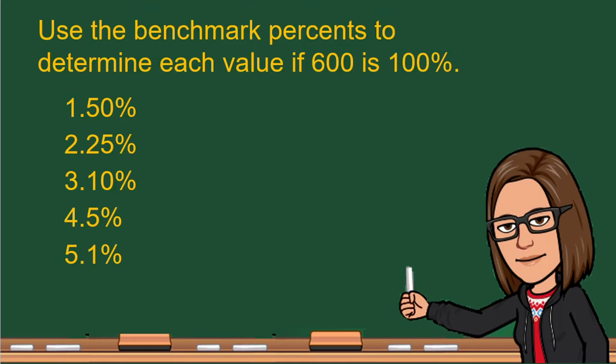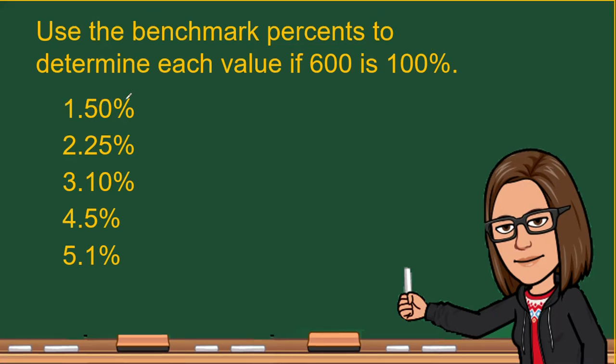So our first set is we're going to use the benchmark percents to determine the value of each if 600 is 100%. So we're going to look at this one right here. We first look at 50%. Well, 50% is half of 100, so all I am doing is 600 divided by 2, which is going to be 300. So 50% of 600 is 300.